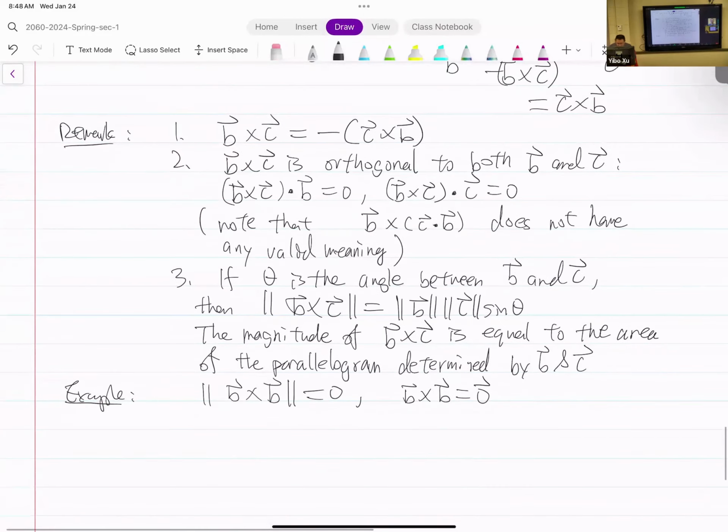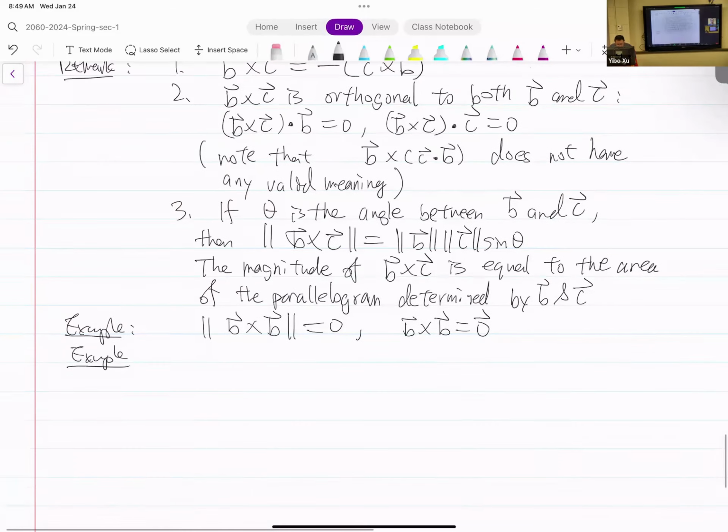Okay. So the cross always gives you a vector, so you should always remember to keep that arrow symbol above. Another example. Let's look at the standard basis. So we have x, y, z, right? And then we have i along the direction of x, j along the direction of y, and k along the direction of z.